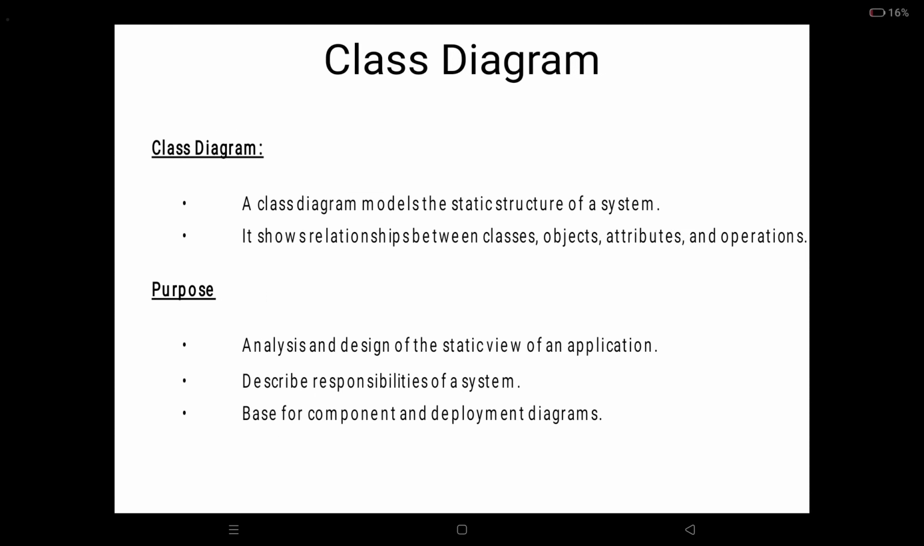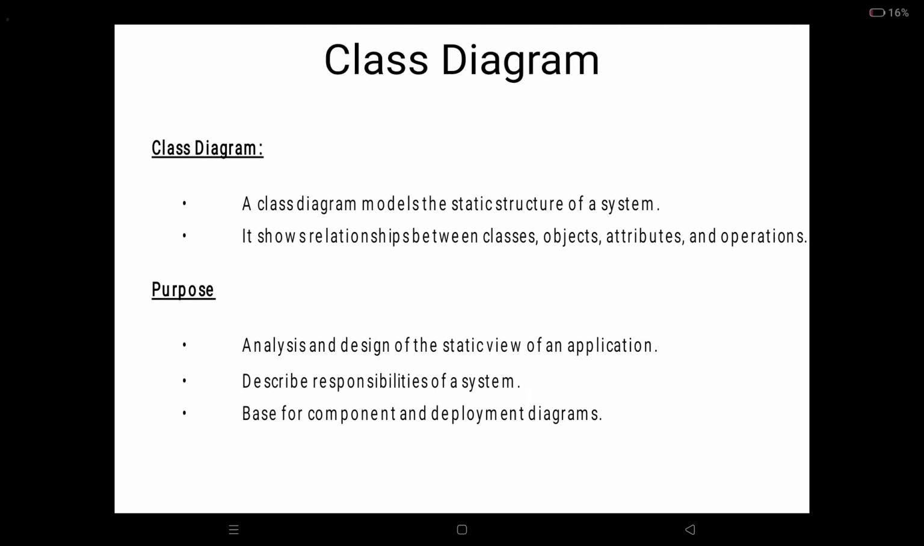Now, what do you mean by class diagram? Class diagram is the example of static view, because a class diagram represents the static structure of the system. The main purpose of the class diagram is that it shows the relationship between classes, objects, attributes, and operations. Mainly it is used for analysis and design of the static view of an application. It is the base for component and deployment diagrams.